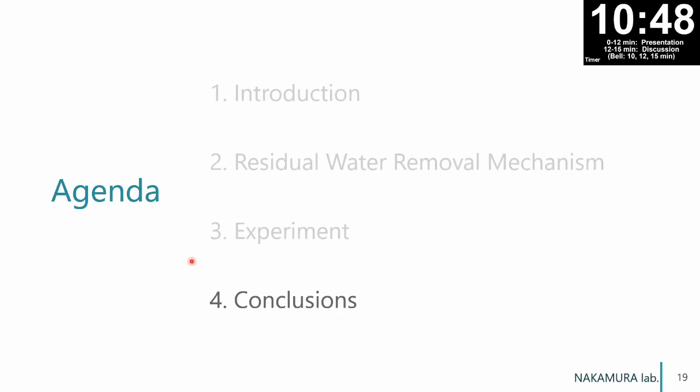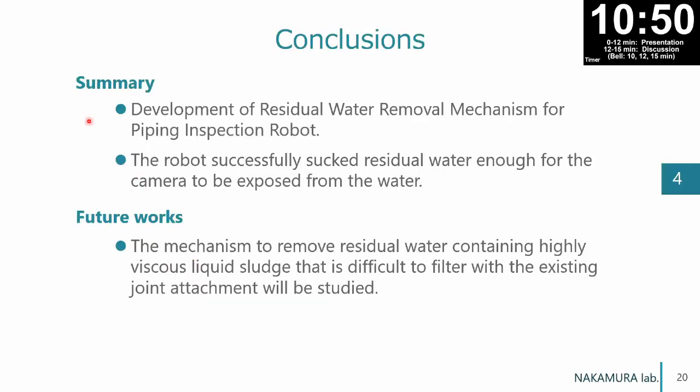Finally, I'd like to present conclusions. As a summary, we developed a residual water removal mechanism for a pipe inspection robot, and the robot successfully sucked residual water enough for the camera to be exposed from the water. As future work, a mechanism to remove residual water containing highly viscous liquid sludge that is difficult to filter with the existing joint attachment will be studied.